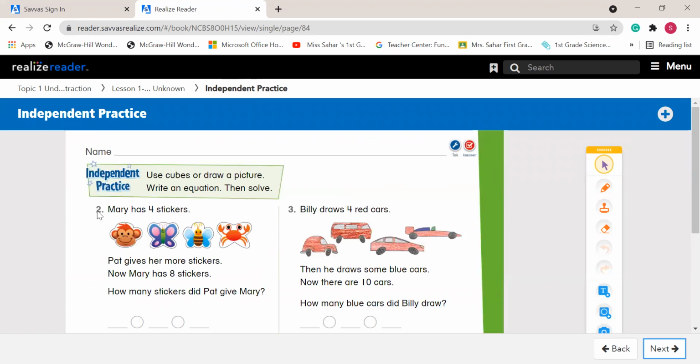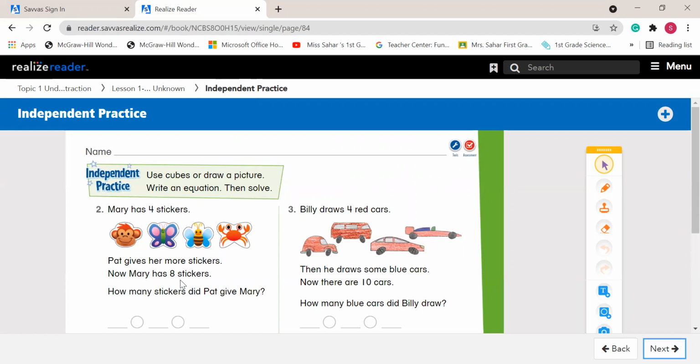Okay, independent practice. We'll go through it together. Use cubes or draw a picture, write an equation. Then solve. Mary has 4 stickers. Pat gives her more stickers. Now Mary has 8 stickers. So how many stickers did Pat give Mary?